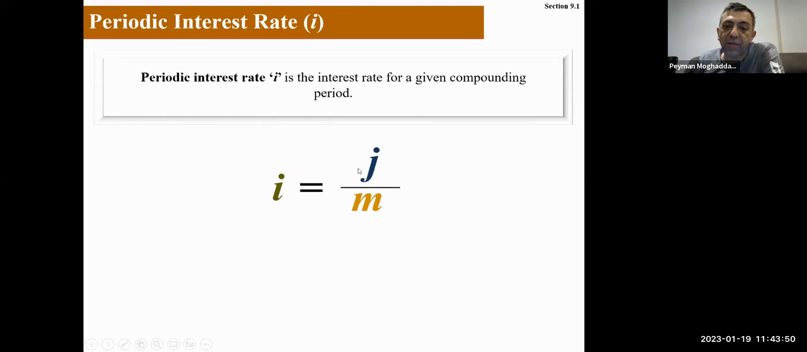The periodic interest rate is going to be the nominal interest rate, which is per annum, divided by the compounding frequency. For example, if your compounding frequency is 12, then J has to be divided by 12. So the nominal rate, which is annual, has to be divided by 12. That gives you the periodic interest rate.